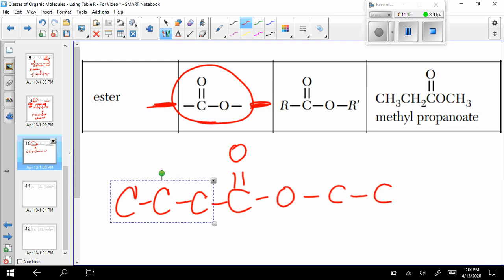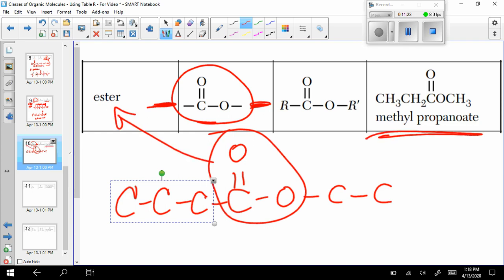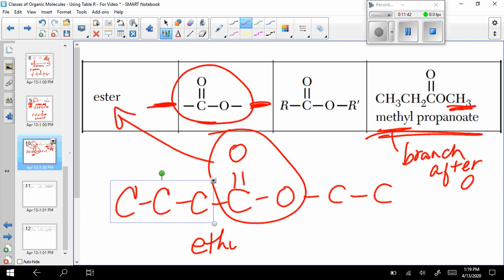All right, there it is. And now, I see that functional group, and that's what lets me know this is definitely an ester. And then I go look at their example. So methyl is the branch, and the branch is what comes after the oxygen. A methyl is 1 carbon, so there's a 1 carbon branch after it. And so I look at mine. Mine has 2 after it, so 2 after it would be ethyl.